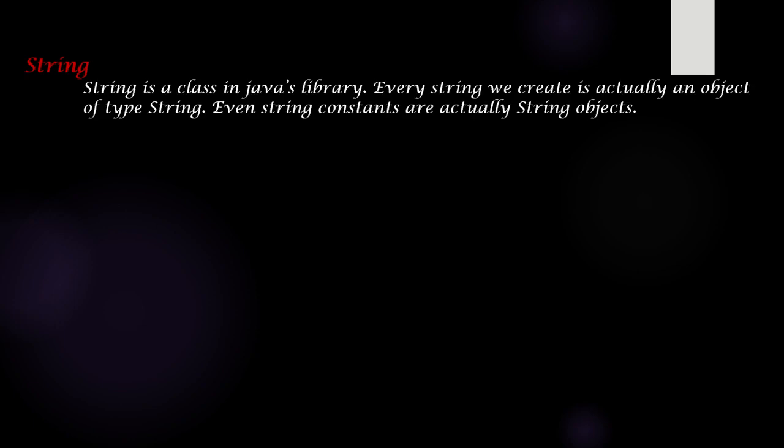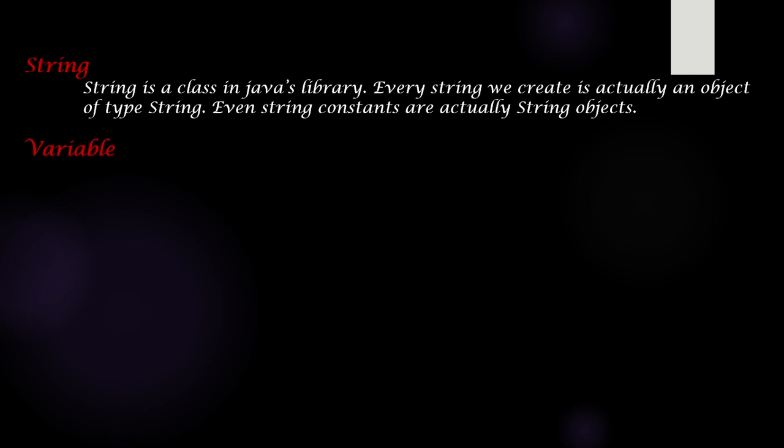Next is string. So you may have a question, what is string then? Is string a data type? No, string is not a data type. Rather, string is an inbuilt class in Java's library. Every string that we create is actually an object of the String type. Even the string constants are also string objects. String type values are represented within double quotes and character type values are represented within single quotes.